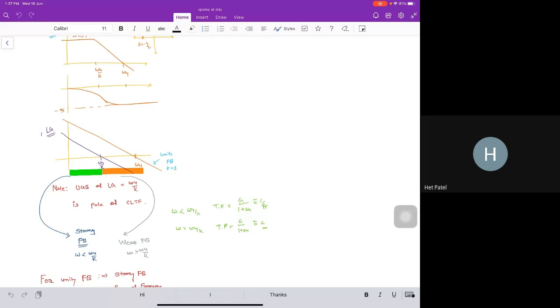So unity feedback, why are we taking unity feedback? Basically, the unity feedback will give you a worst case stability. Why the worst case stability? We will look into it. But right now, just take this point.